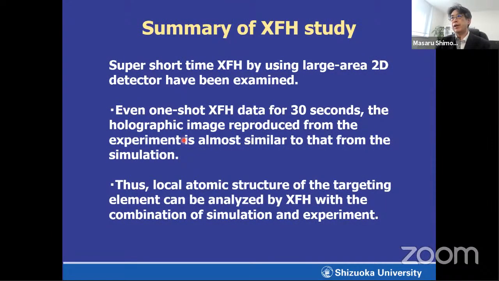So this is a summary of the XFH study. Super short time XFH by using a large area 2D detector has been examined. Even with one-shot XFH data for 30 seconds, the holographic image reproduced from the experiment is almost similar to that from the simulation. Thus, the local atomic structure of a targeting element can be analyzed by XFH with a combination of simulation and experiment.